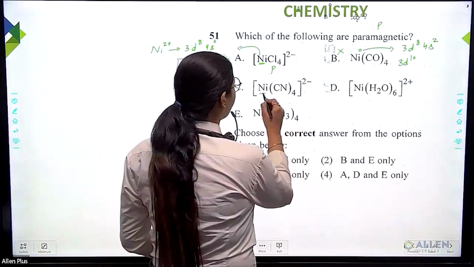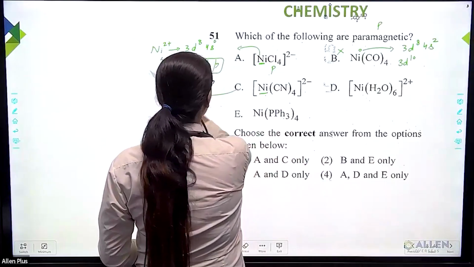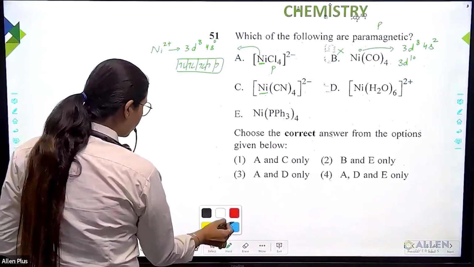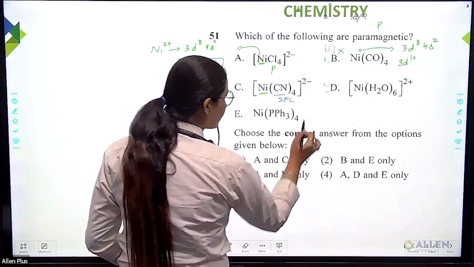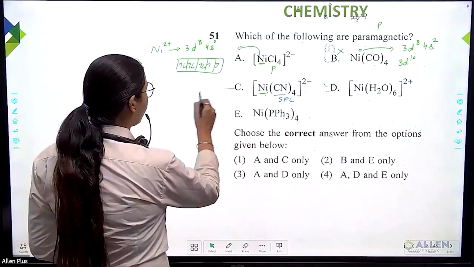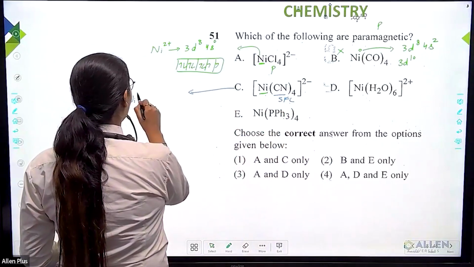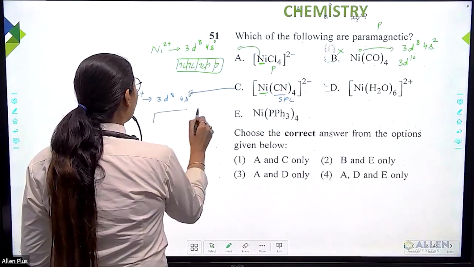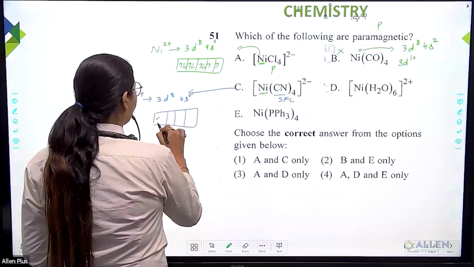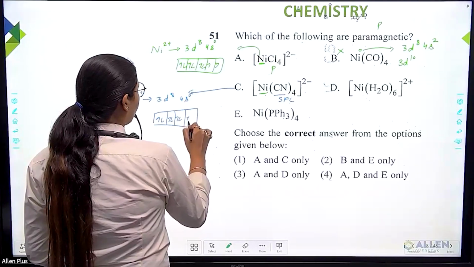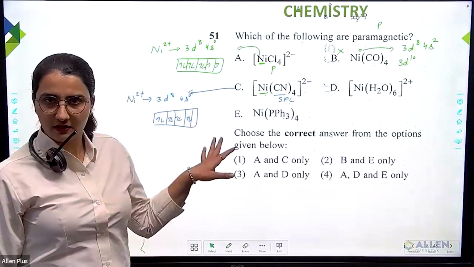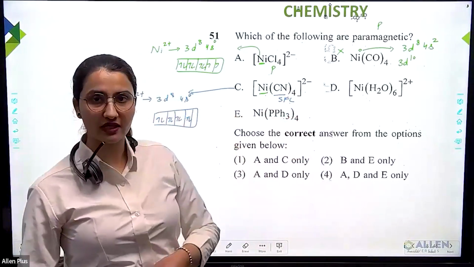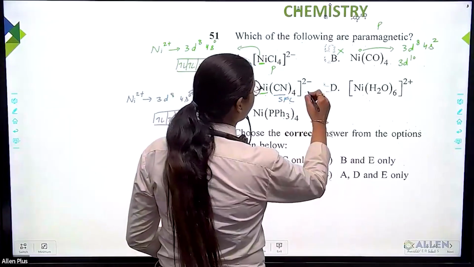Next, here also Ni is present in plus 2. But the thing is, CN here is, students, strong field ligand. It can cause pairing. So here Ni plus 2 will exist as 3d8 4s0, but there will be pairing of electrons. All paired because its coordination number is 4. It can show dsp2, right? So pairing is occurring. It's what? Diamagnetic.